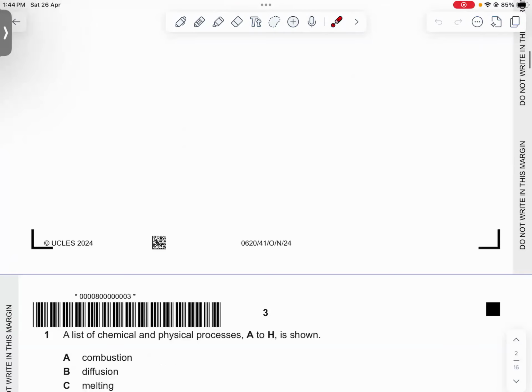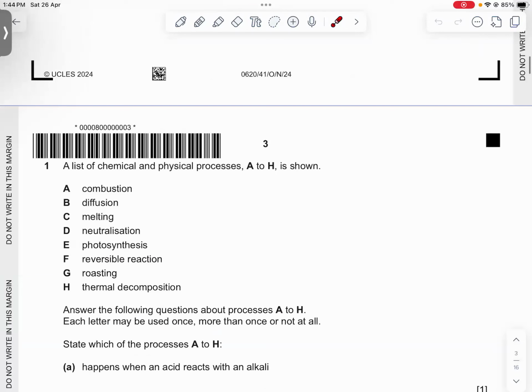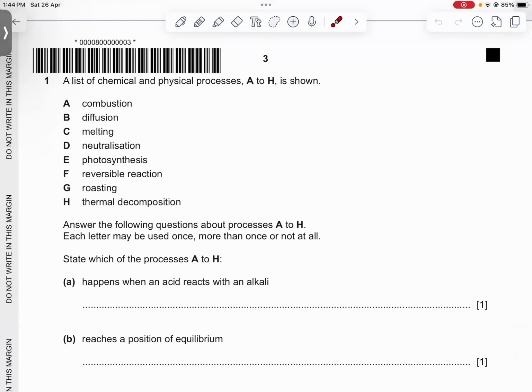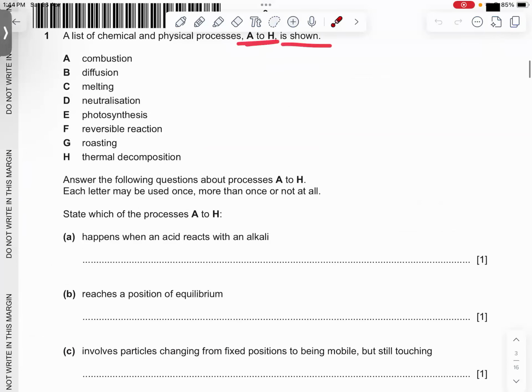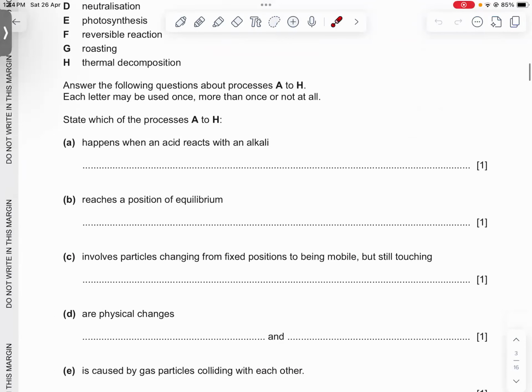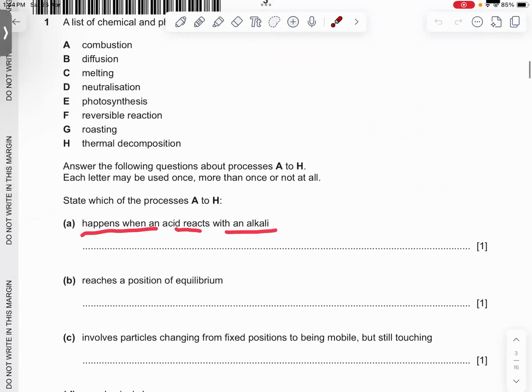A list of chemical and physical processes A to H is shown. Combustion, diffusion, melting, neutralization, photosynthesis, and so on. State which of the processes A to H happens when an acid reacts with an alkali. The reaction is called a neutralization reaction. So the answer would be, what is it? We just have to write the letter, not neutralization. So we will write only D.